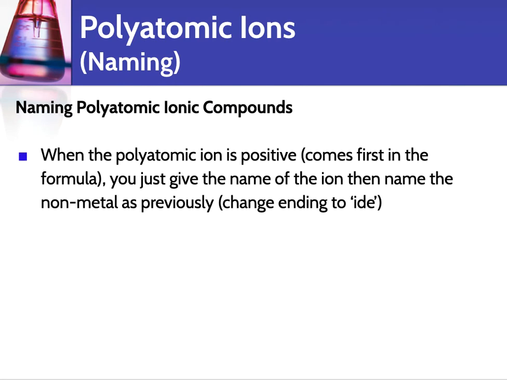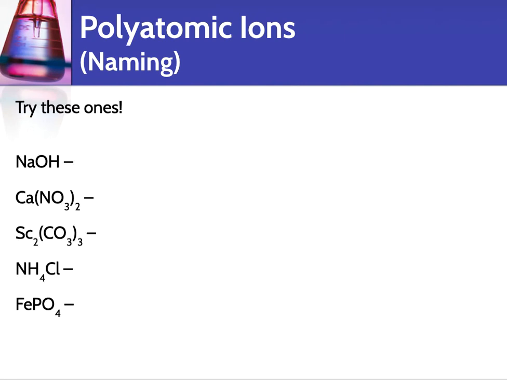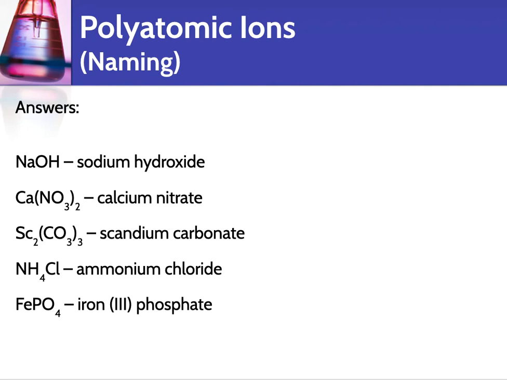So how do we name these things? When the polyatomic ion is positive, so it comes first in the formula, you're just going to name the ion and then name the nonmetal as previously, change the ending to "ide." When the polyatomic ion is negative, it's going to come second in the formula. So you're going to name the metal first and then name the polyatomic ion. And you don't change the ending. You just use the name of the polyatomic ion. So here's some to give it a shot. And there are the answers.